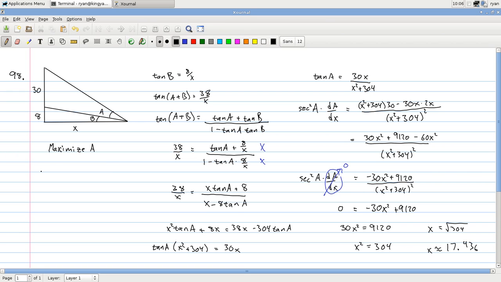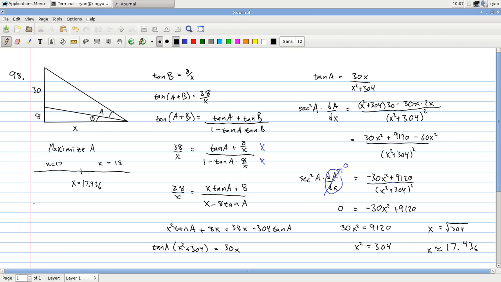Now we want to know, is this a maximum or did we find a minimum? To determine if this is a max or a min, I want to do the first derivative test. I'm going to put in our critical number here, x equals 17.436, and choose a number on either side of this critical number. On the left, I'll choose x equals 17. On the right, x equals 18. And plug each of these into what we have for the first derivative.